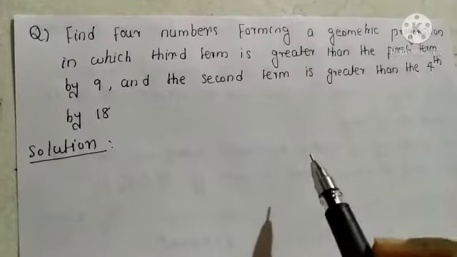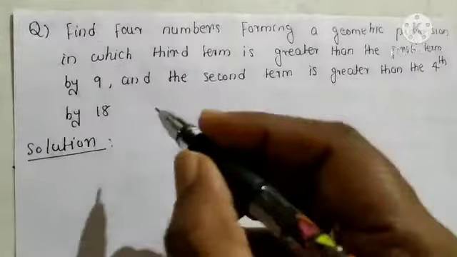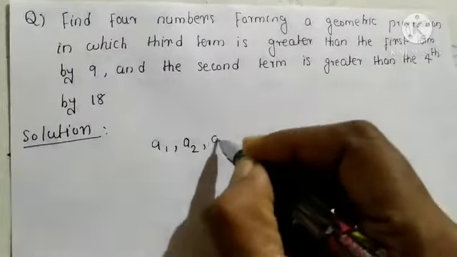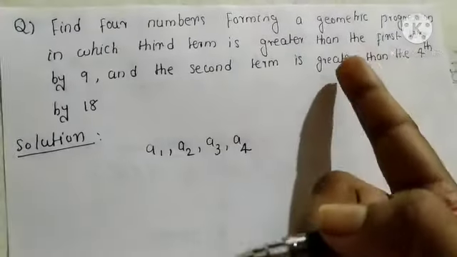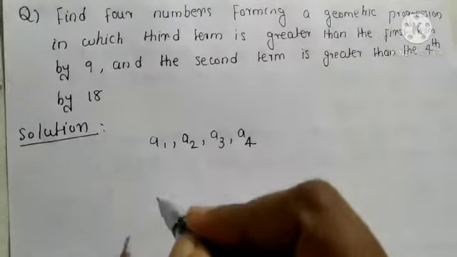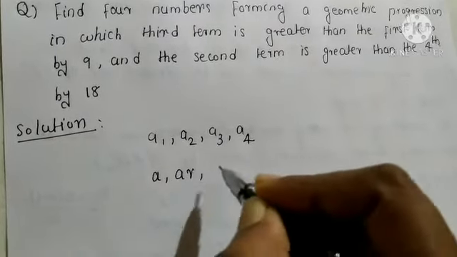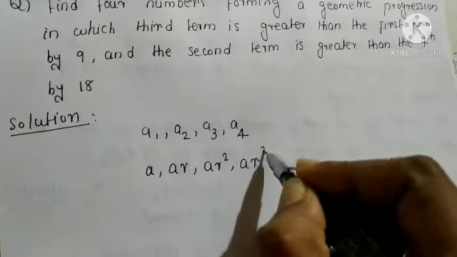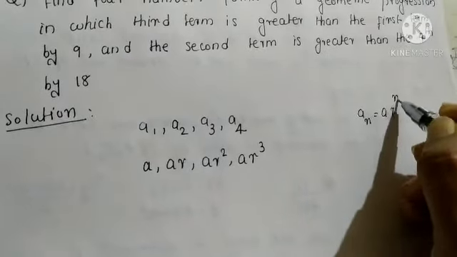Here given that four numbers are forming a geometry progression, let the four numbers be A1, A2, A3, A4, and in the general form of geometric progression representation, here we get the first term is a, second term is ar, third term is ar square, fourth term is ar cube, using the nth term formula ar raised to n minus 1.